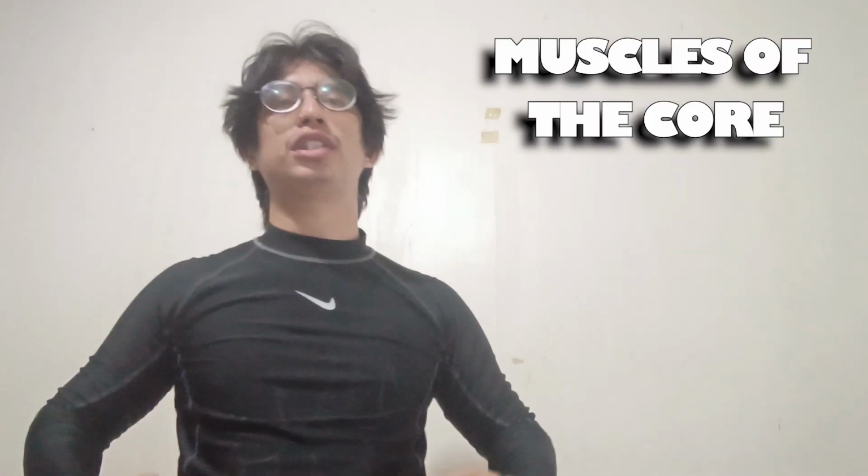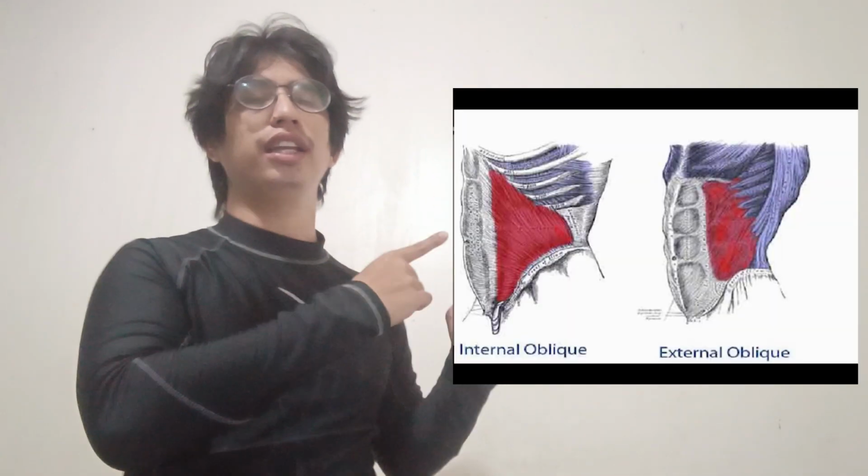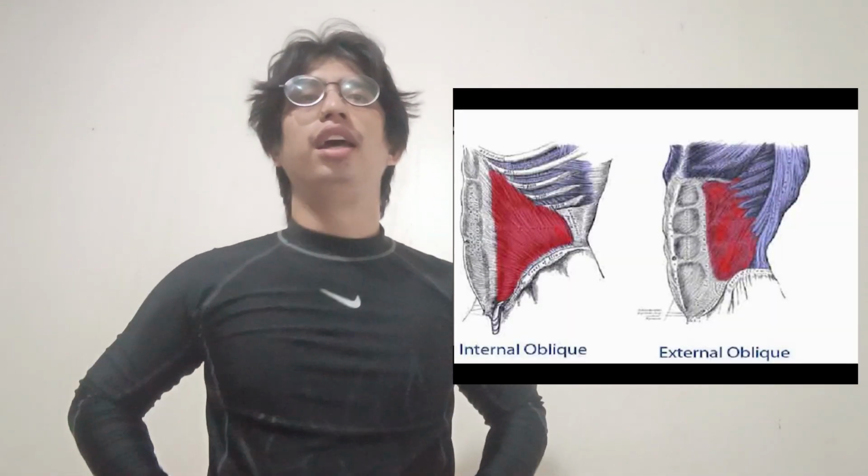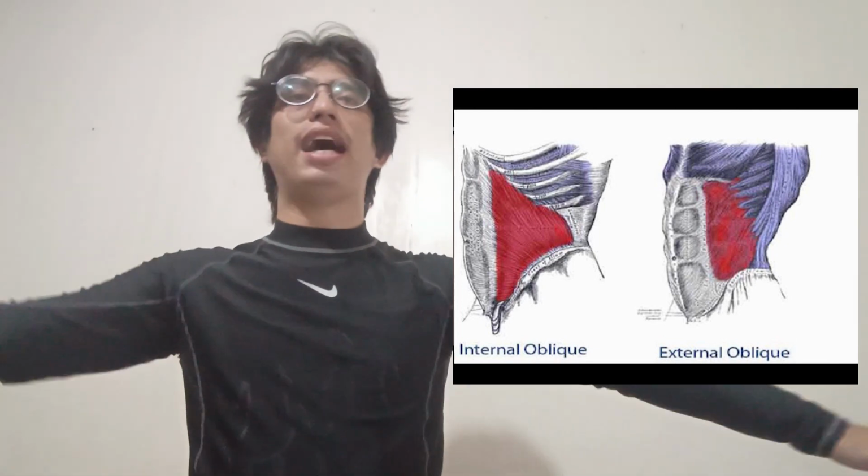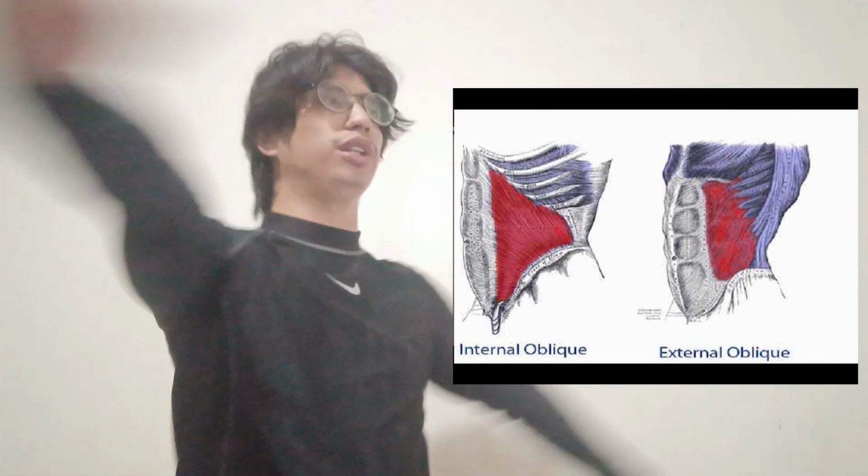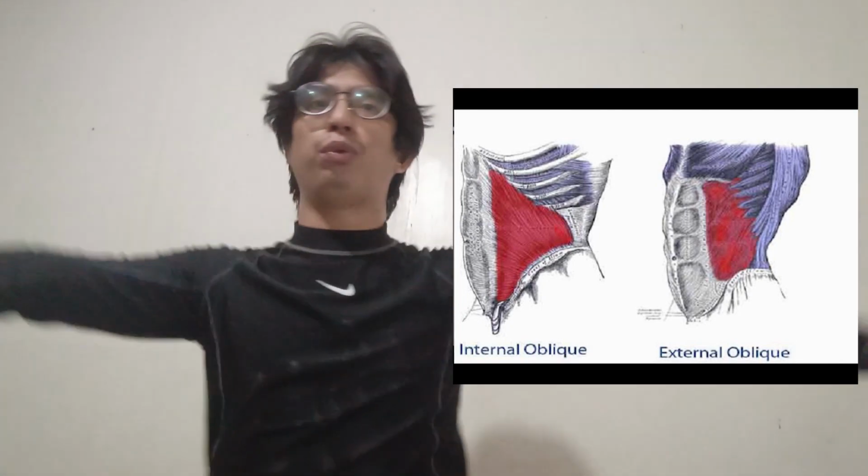Alright, so now we will proceed with the muscles of the core. First we have the rectus abdominis, where we can do flexion of our trunk, like when we do sit-ups, and it also provides us stabilization. Next, we have the obliques. The obliques give us rotation and lateral flexion of our trunk.